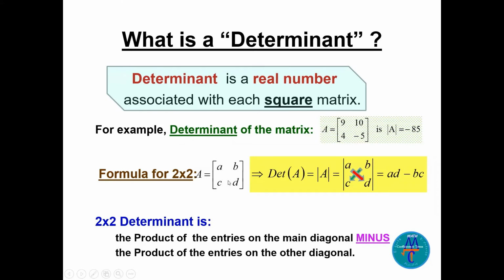Okay, for 2 by 2, we have a formula. If A is the matrix A, B, C, D, then you can find the determinant. You can write DET of A, or you can write 2 bars, but you read it as determinant. You multiply the main diagonal, AD, minus the other diagonal, BC. So for 2 by 2, the determinant is the product of the entries on the main diagonal minus the product of the entries on the other diagonal.